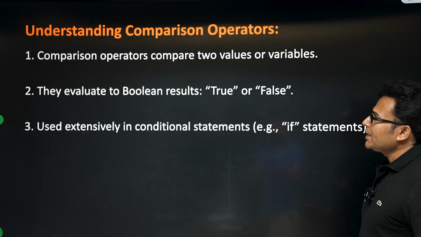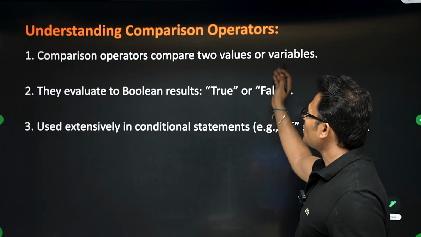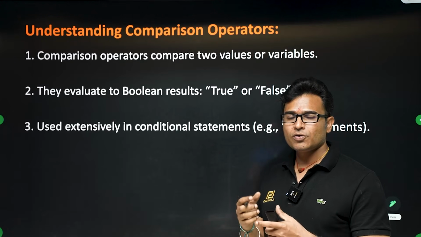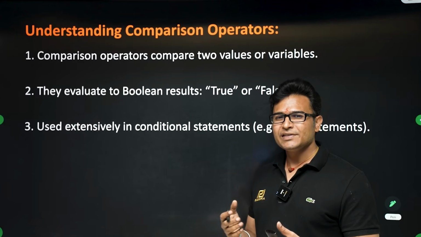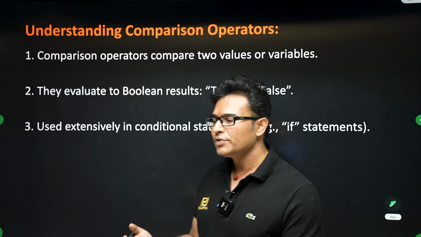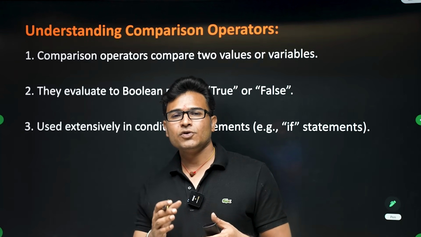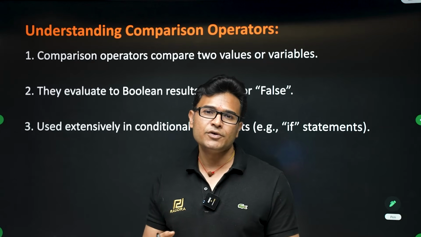Now let us understand comparison operators. Comparison operators compare two values or variables, right? So when you want to compare two values or variables, you use comparison. See, all these basics you already know from other programming languages. If you already are very good with them, just skip the video. But if you don't know the basics of this, just continue the video. But if you know, just skip the video, it will save your time.